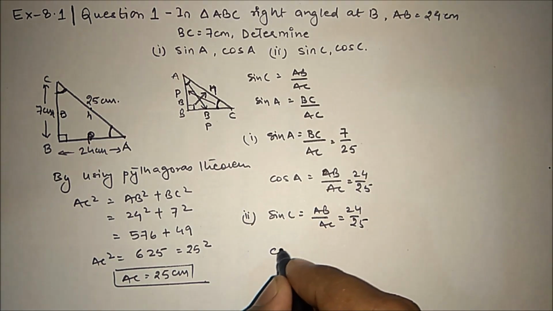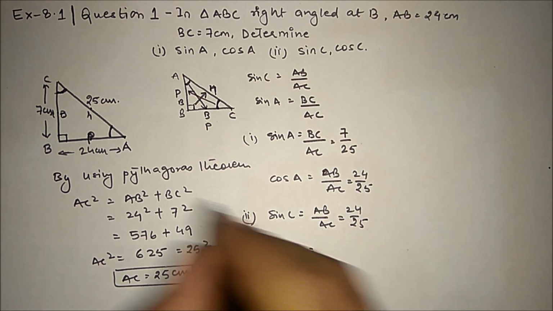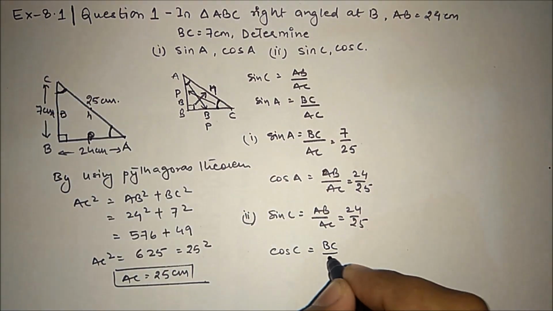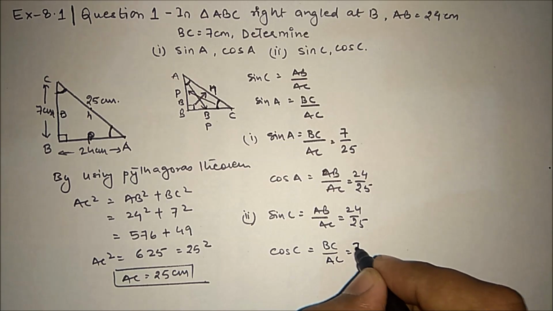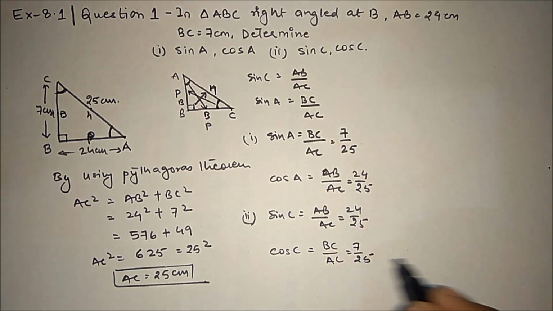And the second one is cos C. Okay, cos is base, that is BC upon hypotenuse AC. So BC upon AC is 7/25. So this is your required answer.